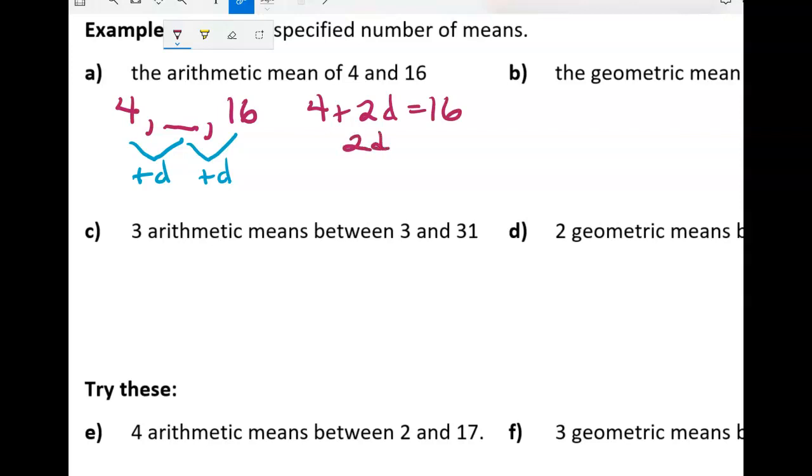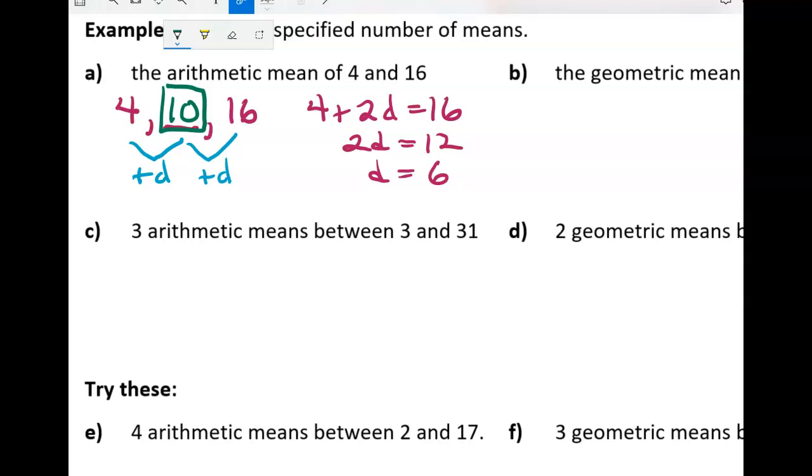So subtracting off 4, we get 12. And that gives us a difference of 6. So now we just insert our number into that arithmetic sequence by adding 6. So 4 plus 6 is 10. There's our arithmetic mean. Incidentally, that is the average of 4 and 16.